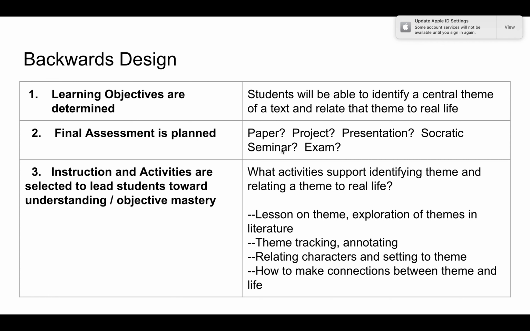So I put some different examples here. Maybe it would be best in a paper, but then I'd sort of be testing their writing ability too. Is that my goal? Is that what I want to do? Is that reasonable for them? Do they have those skills? Or a project? And if so, how can I make that project sort of equitable so everybody, regardless of their artistic ability, can be successful? Is it a presentation? Is it maybe like a Socratic seminar, a whole class discussion where everybody contributes in talking about these themes? Or is it a test? Can a test really test whether students can identify a central theme and relate that theme to real life? And if so, what would that test look like? So being really intentional with the final assessment that you choose.